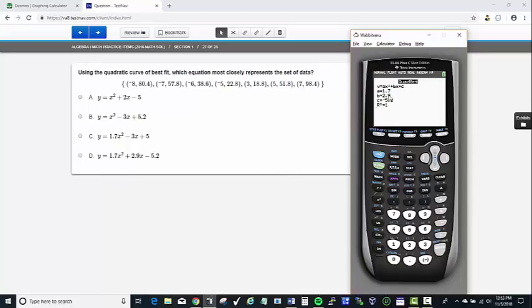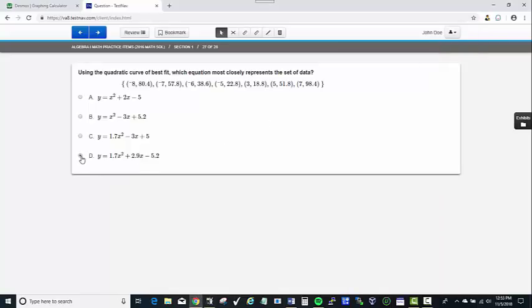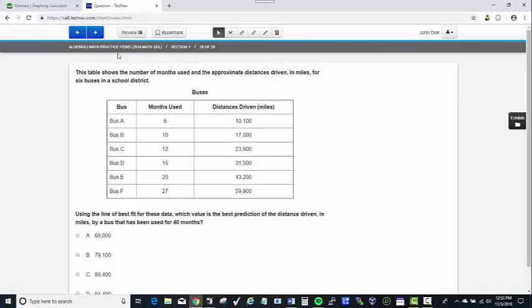So 1.7x squared plus 2.9x minus 5.2, and that's option D right there. Right? And question 28, last one.